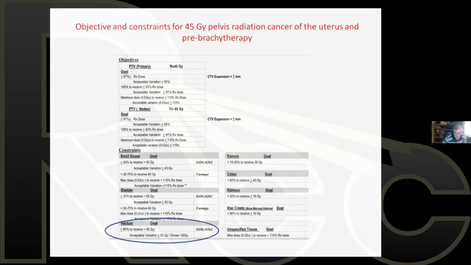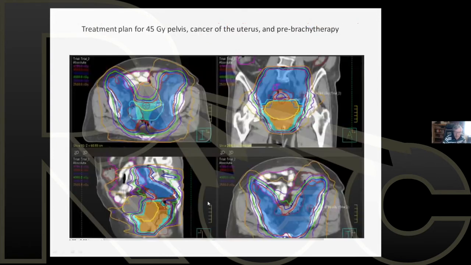Sometimes you can't always do that. And an acceptable variation here would be 50 gray. But the goal here is to keep 80% of the rectum under 40 gray. Sometimes you can't do that. And we'll see that in this example.